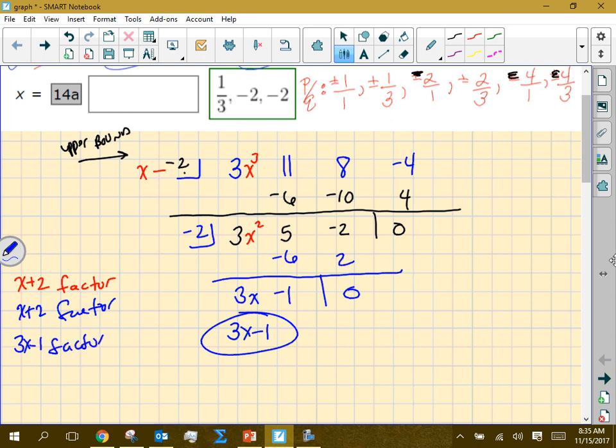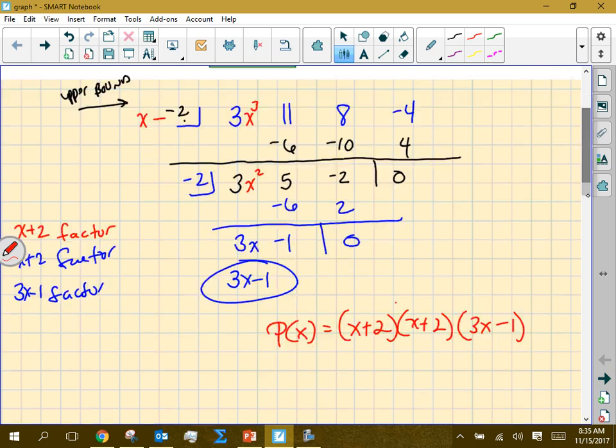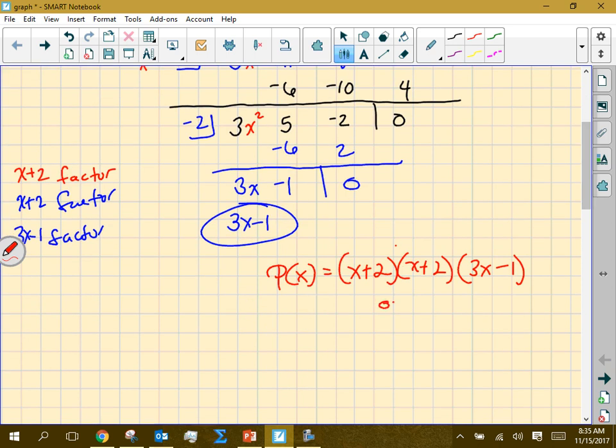So when I want to write P of x, it's x plus 2 times x plus 2 times 3x minus 1. Or you've got some options here. Maybe you want to write this as P of x is equal to x plus 2 squared times 3x minus 1, right? That says the same thing.